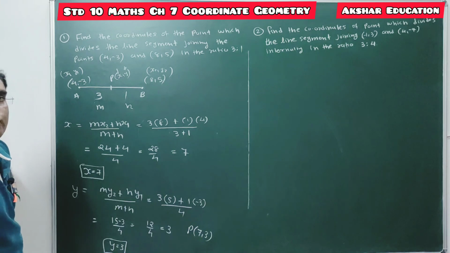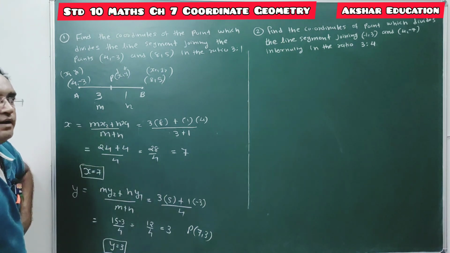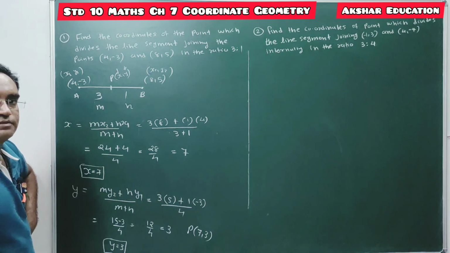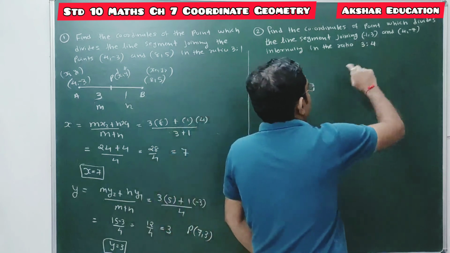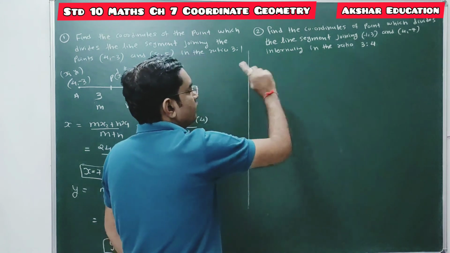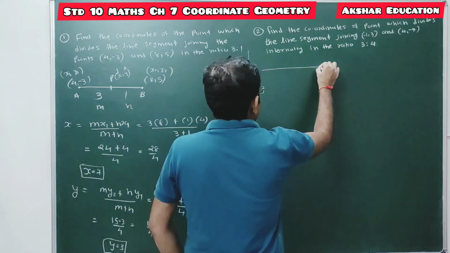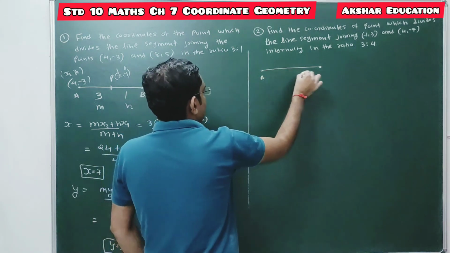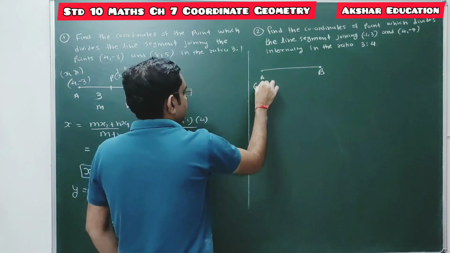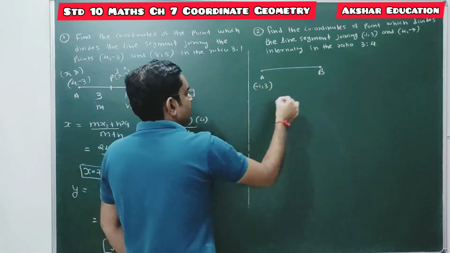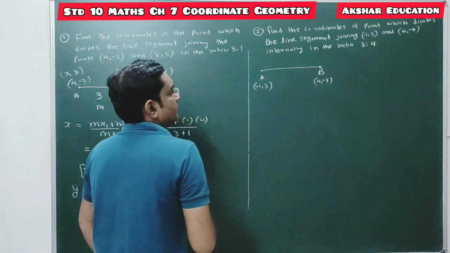Same for question number 2. Pause the video, try yourself and then match your answer with my answer. Clear, students? So here you have to find the coordinates of the point which divides a line segment joining -1, 3 and 4, -7. So one line segment is joining point A and B, and the coordinates of point A are -1, 3, coordinates of B are 4, -7.